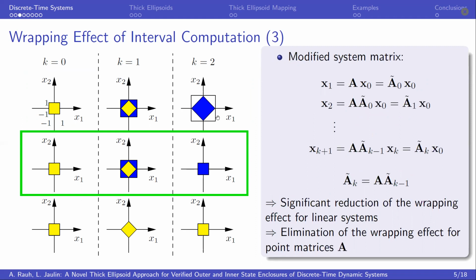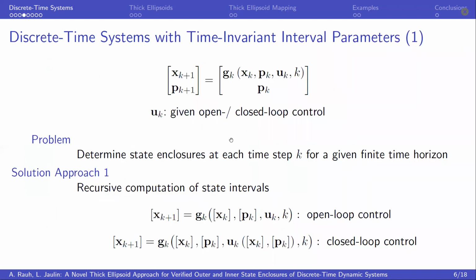For this linear system model, we can eliminate the wrapping effect perfectly by reformulating the simulation in such a way that at each time step, we're relating the outcome of the simulation to the initial state domain by recursively multiplying the system matrices, and not by recursively evaluating in a naive form in interval arithmetic the solution from one time step to the other. For nonlinear system models, however, this simplification is not always possible.